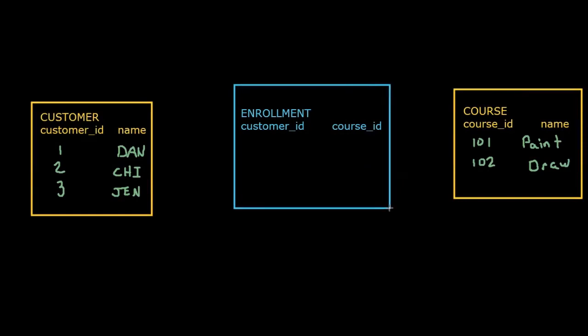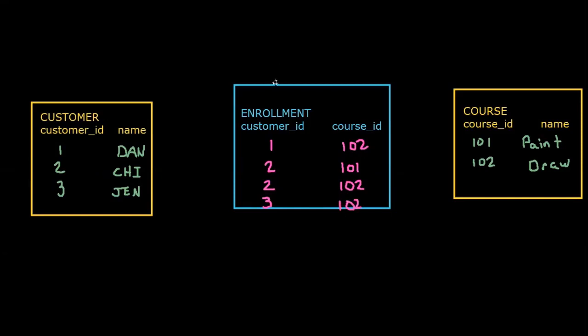Okay. So imagine we have these three tables. We're seeing it from a data perspective rather than from a diagrammatic perspective like we saw previously. But we could say, okay, what classes has Dan taken? Maybe Dan took the drawing class. So we record Dan's customer ID and course ID. And then we say maybe Chi took the painting class and the drawing class. And then we say maybe Jen down here at the bottom also took the drawing class.